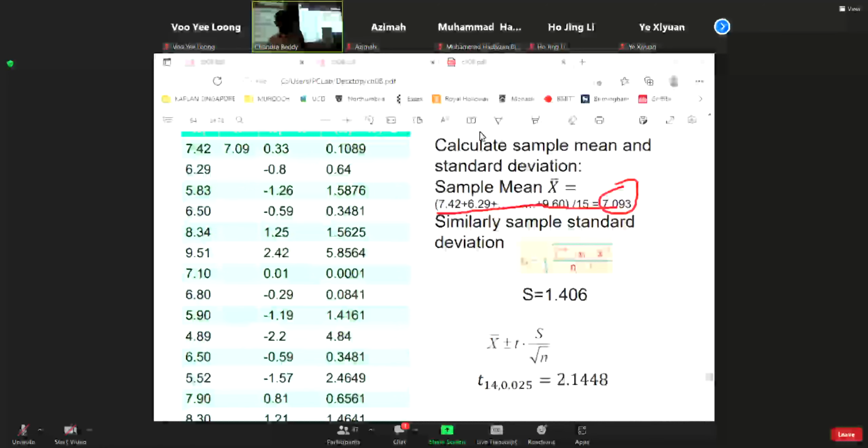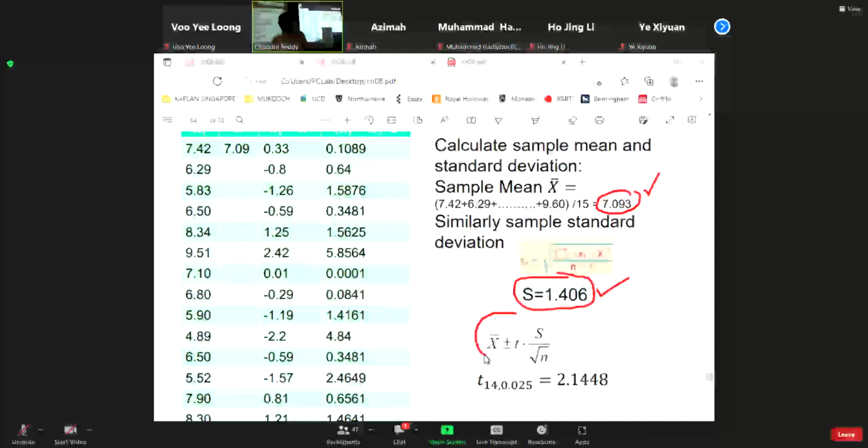Now for this question, because the data is given, we need to calculate the sample mean and sample standard deviation. So I just use the spreadsheet to calculate both. Then you can say X bar is 7.093 for this data, and the standard deviation for this. Okay, then we are doing this.